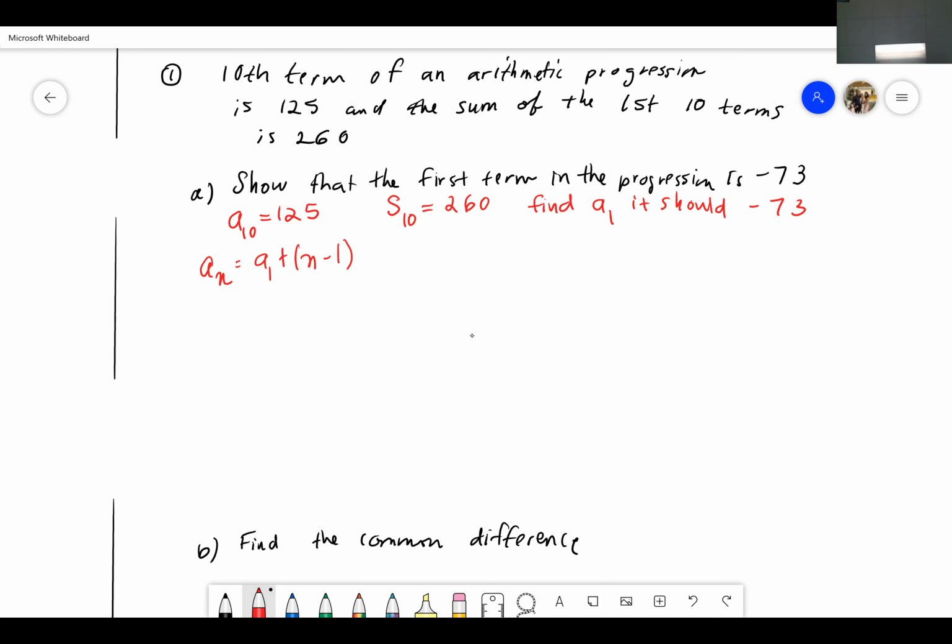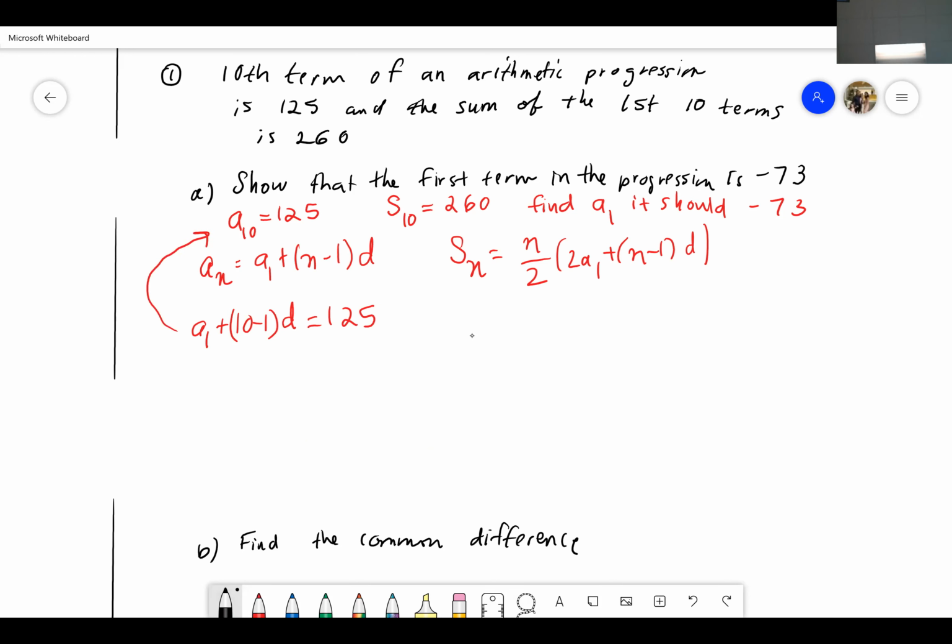That's my formula for an arithmetic progression, and this is the formula for the sum of the series. So I'm going to say a_1 plus 10 minus 1 times the common difference must equal 125. That takes care of this guy. Let me simplify that a bit. This is a_1 plus 9d equals 125.